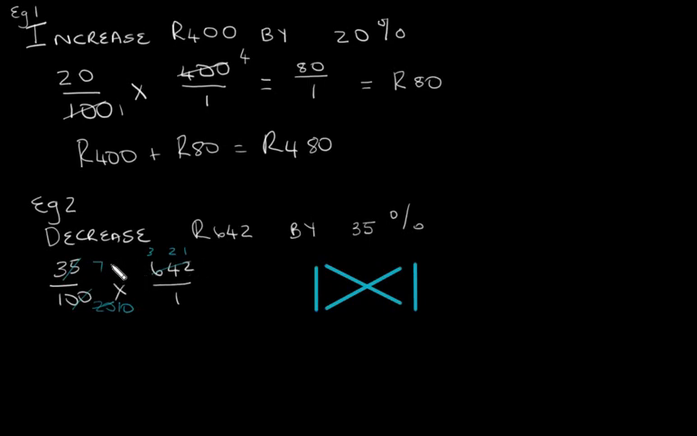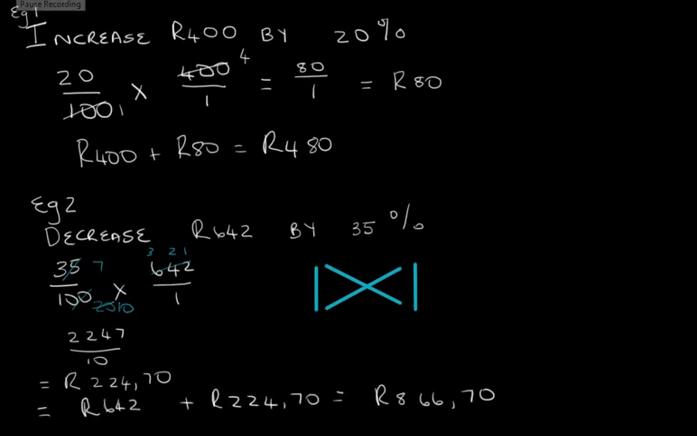So what do we do? We multiply numerator times numerator and denominator times denominator. 7 times 321 is 2,247, but we are still left with a denominator of 10, and 2,247 Rand divided by 10 is 224 Rand and 70 cents. What do we need to do with that information? We need to add it to 642. And when we add the two numbers together, we get 866 Rand and 70 cents.